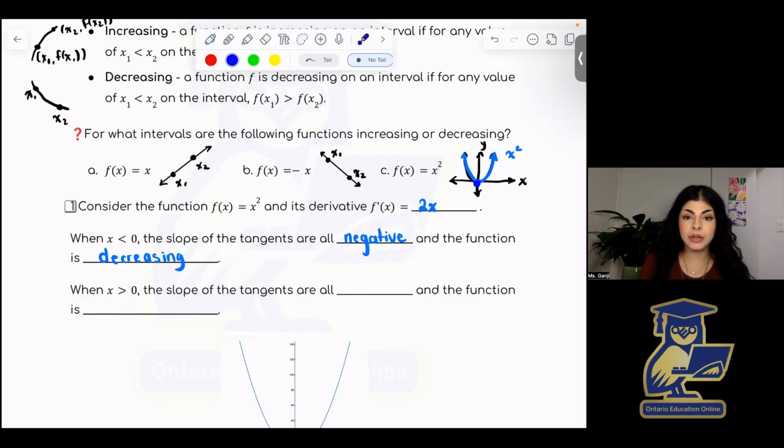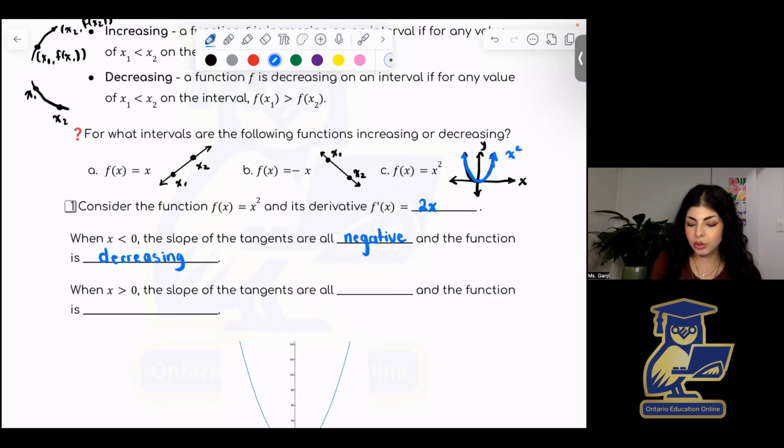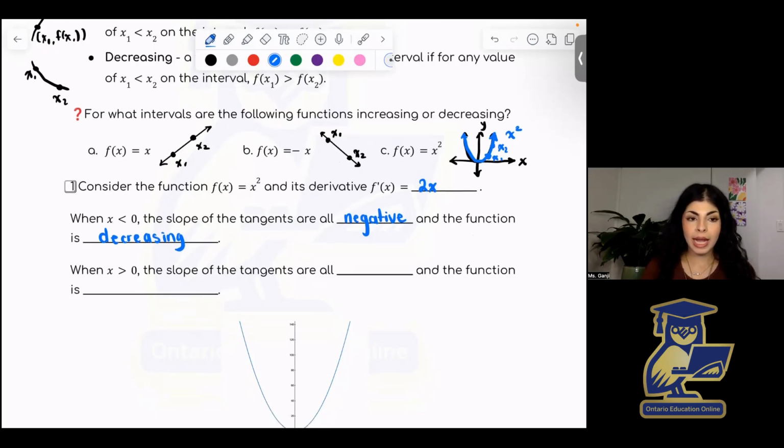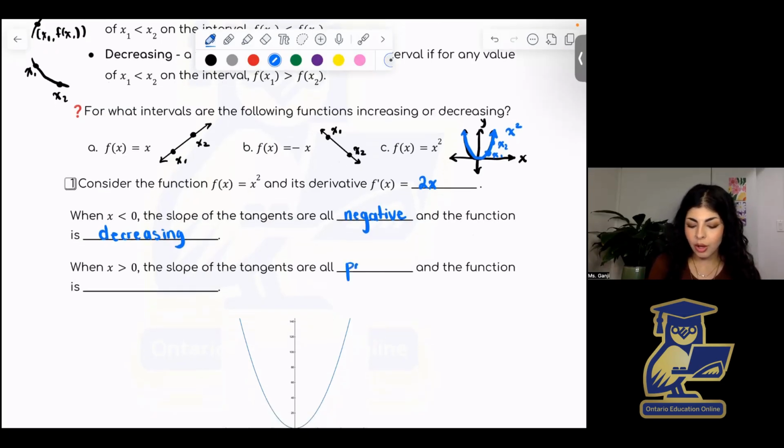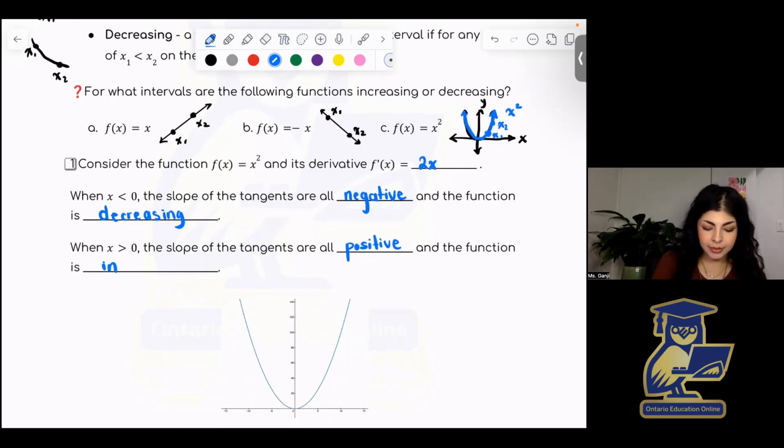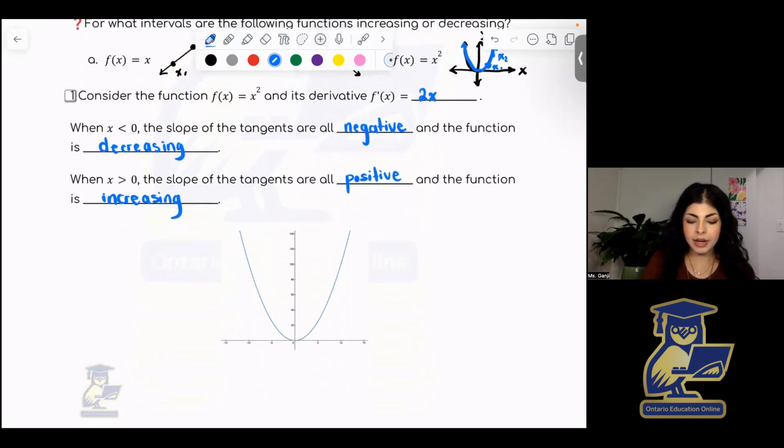All of these values, they're decreasing. And then similarly for these values, we have increasing. So the outputs of any x2 I choose here and x1 I choose here, the output is greater. So then when x is greater than 0, the slope of the tangents are all positive, and the function is increasing. And yes, again, exactly here we have our function and we can see this part is decreasing. So here we have decreasing. And here we have increasing.